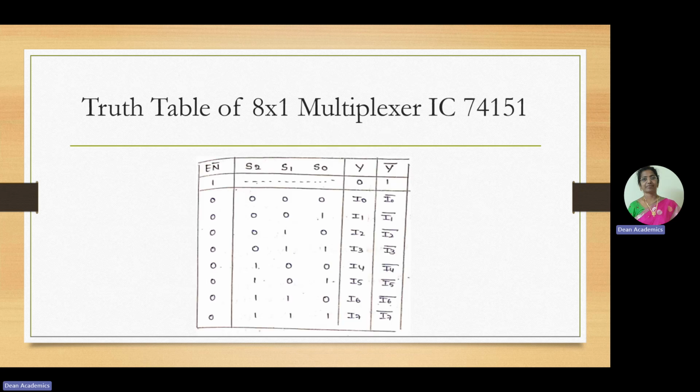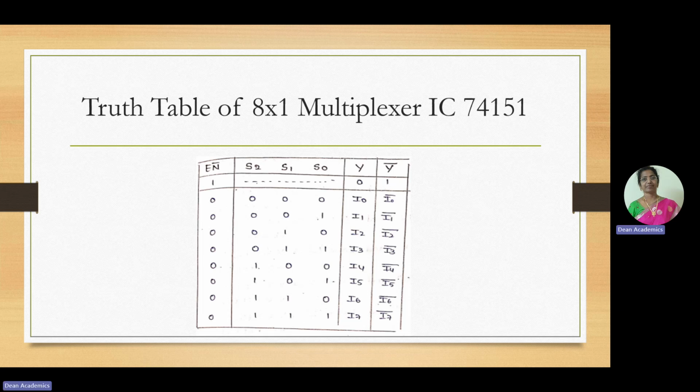Now if you see the truth table, when enable equal to 1, just now we have mentioned that irrespective of the select lines, output will remain 0 because enable signal is active low signal for this IC. Therefore, when enable equal to 1, irrespective of the status of the select lines, output will be 0 and Y bar will be not of Y, that is 1.